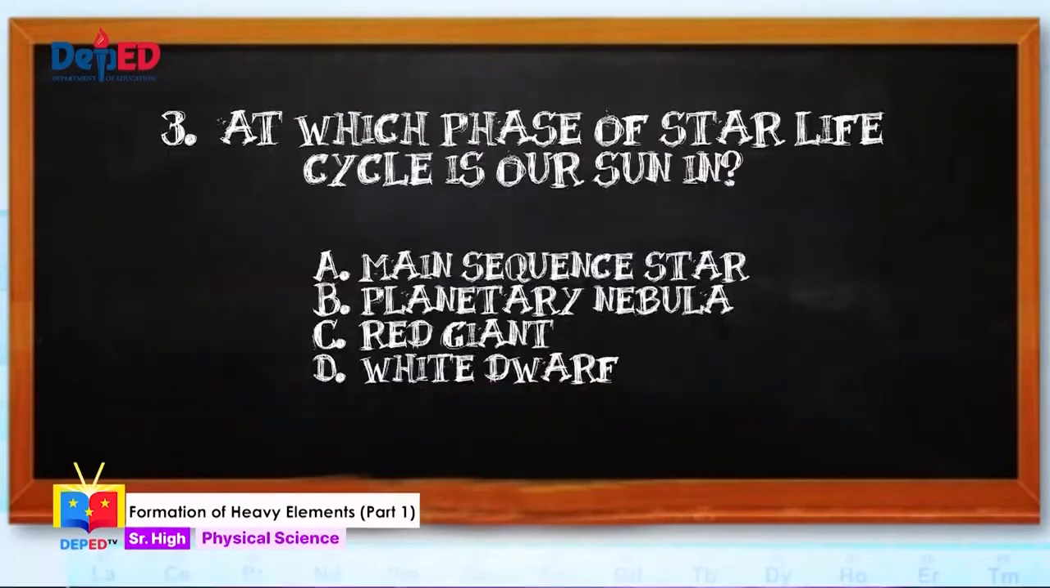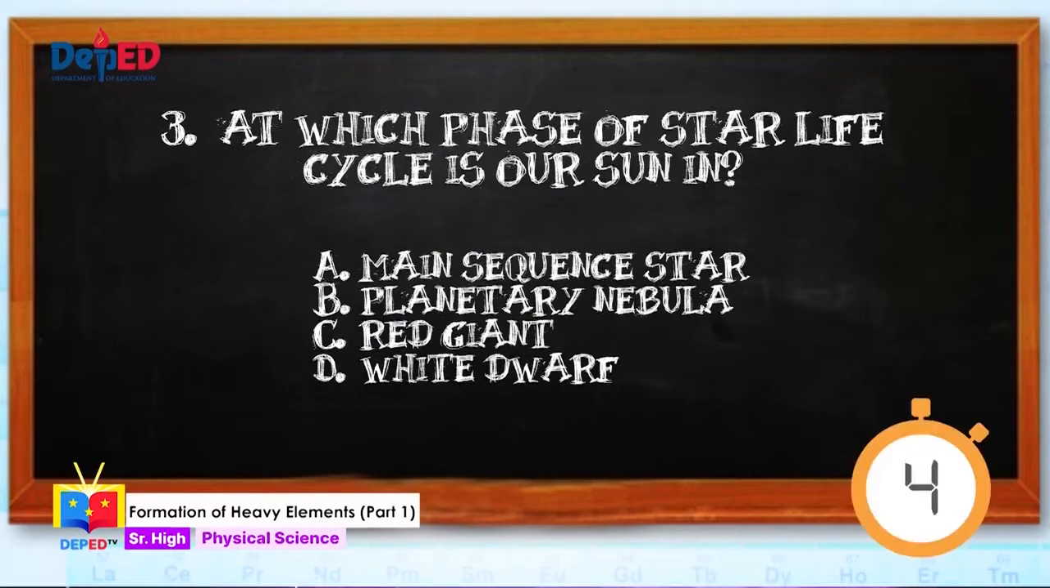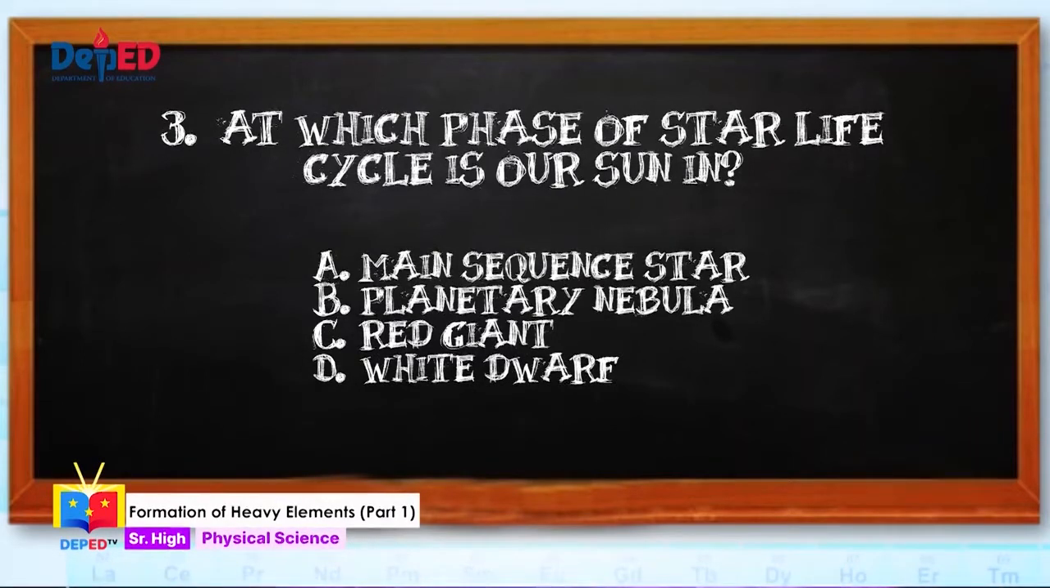Question number 3. At which phase of the star life cycle is our sun in? A. Main sequence star, B. Planetary nebula, C. Red giant, or D. White dwarf? The answer is A. Main sequence star.